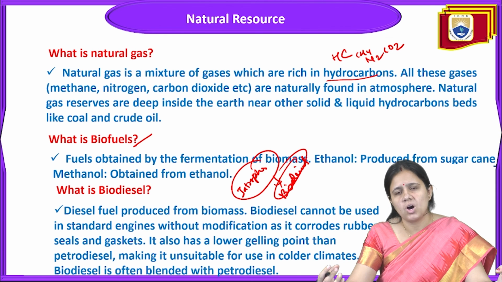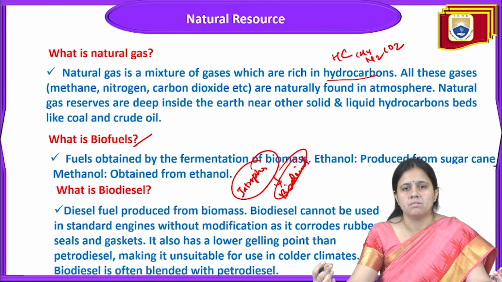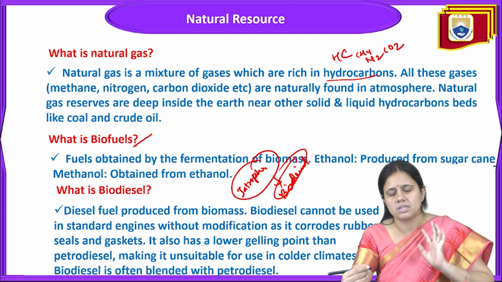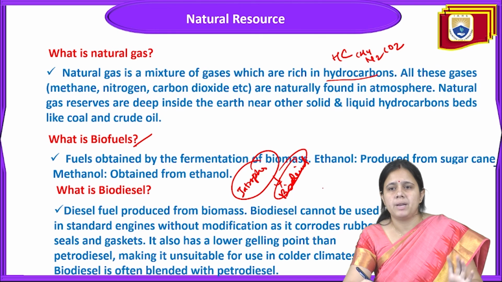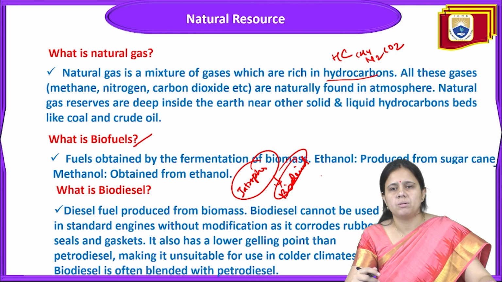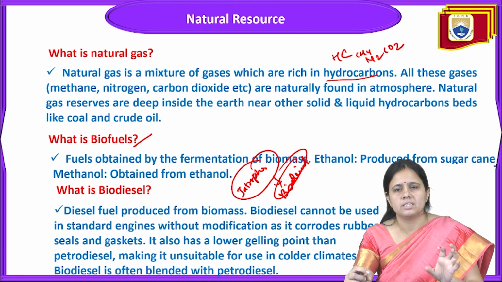Raw biodiesel cannot be used in engines or in any vehicle. It also has a higher gelling point than petrodiesel, making it unsuitable for use in colder climates, and it should always be used blended with petrodiesel. So biodiesel is obtained from the biomass of the plant called Jatropha.